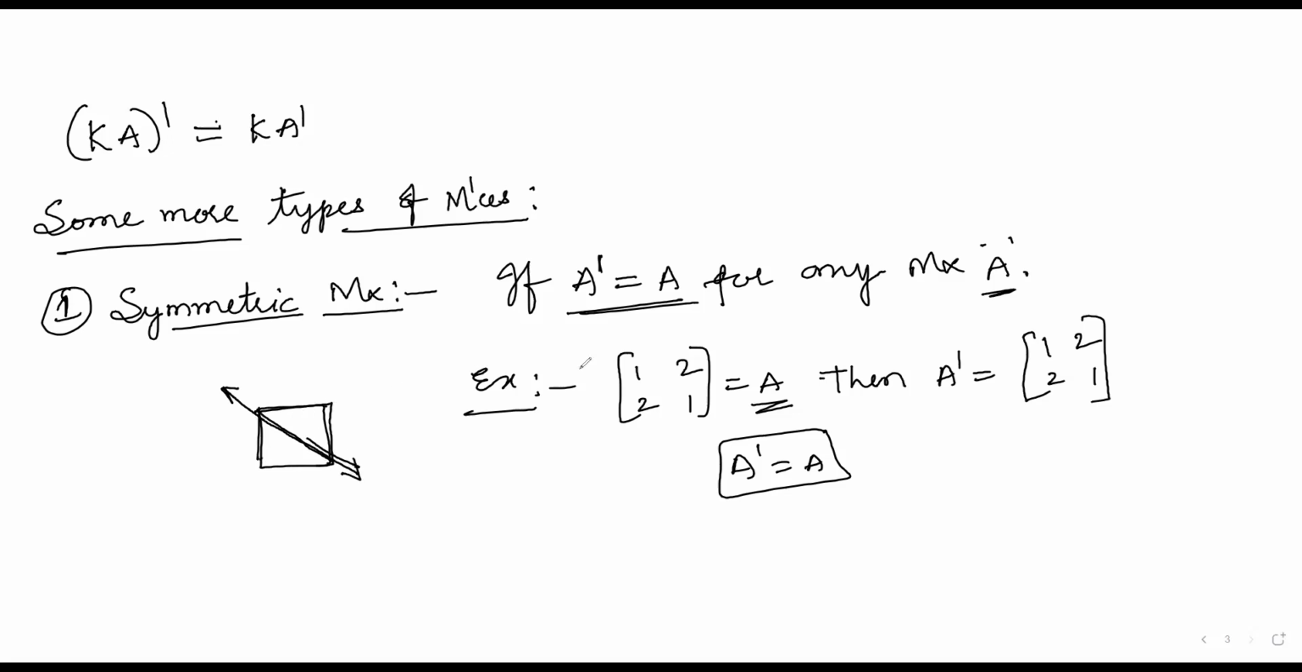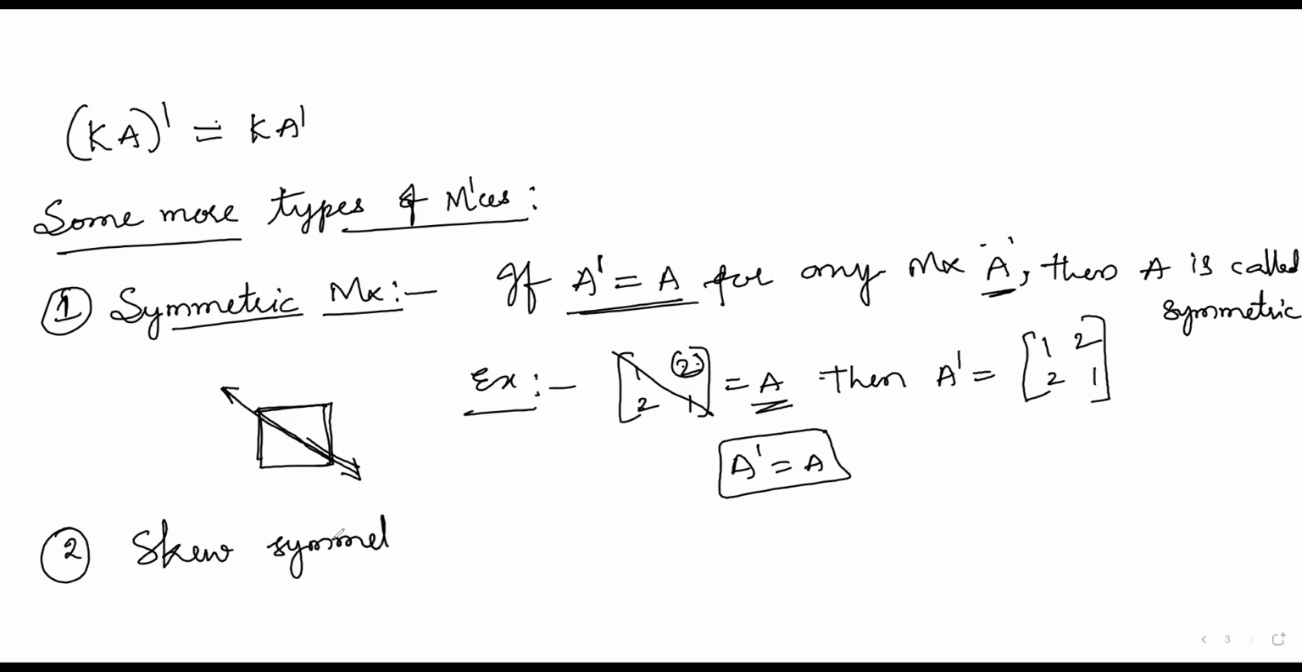So this is also like that only. If you fold it, this element comes here, this element comes here. Symmetric matrix: if A transpose is A, then A is simply a symmetric matrix. If A transpose is A for any matrix A, then A is called symmetric. Simple as that.